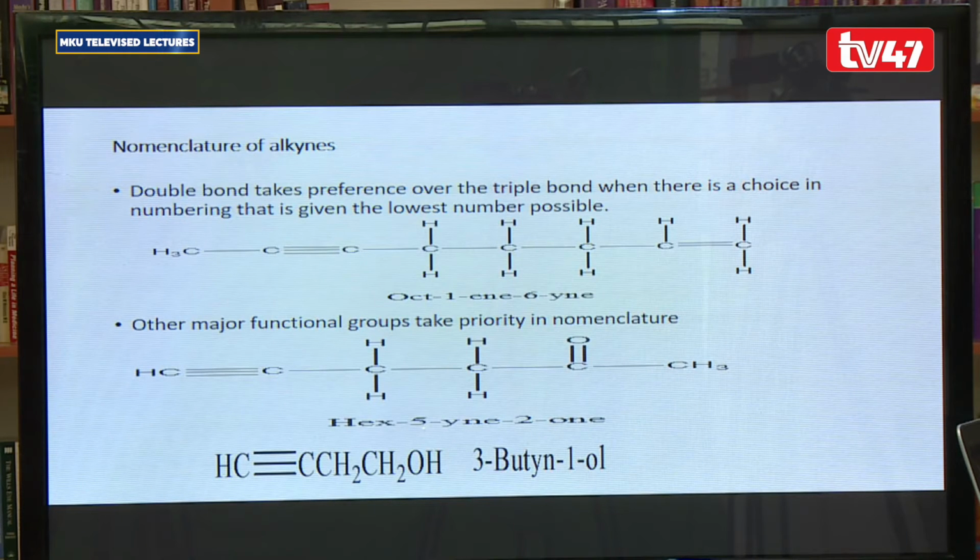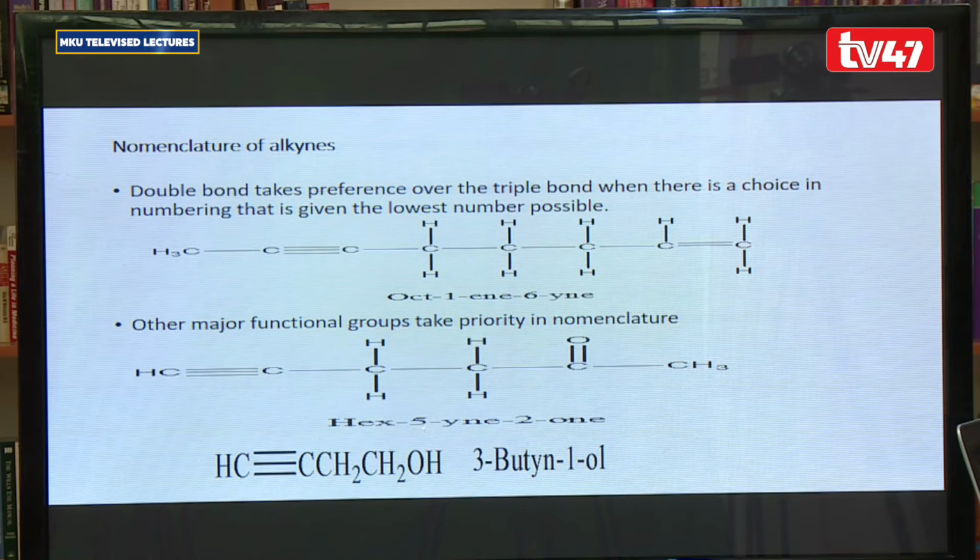So if, for example, it is an 8-carbon molecule like that, with a double bond and a triple bond, it is an octene with the double bond in position 1, oct-1-ene, and you also give it 6-yne, indicating that at position 6 you also have a triple bond. So what that shows is that the preference is on the double bond.